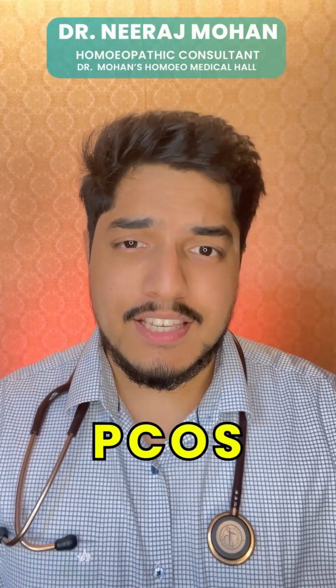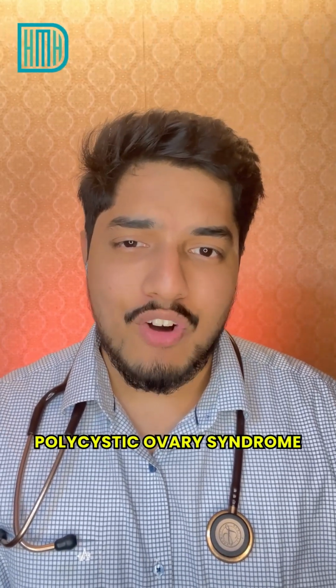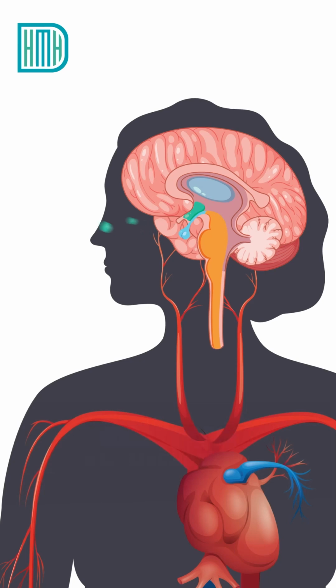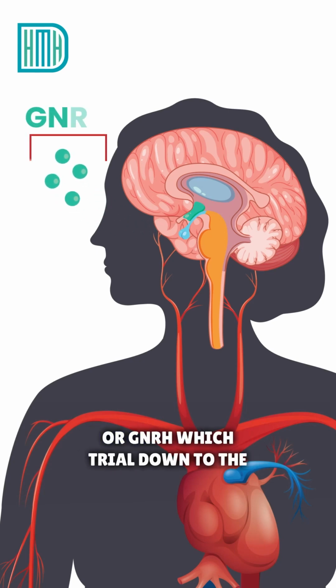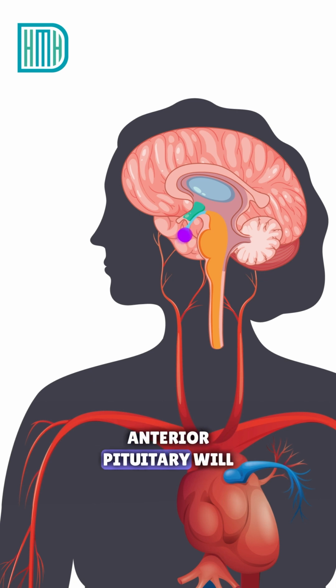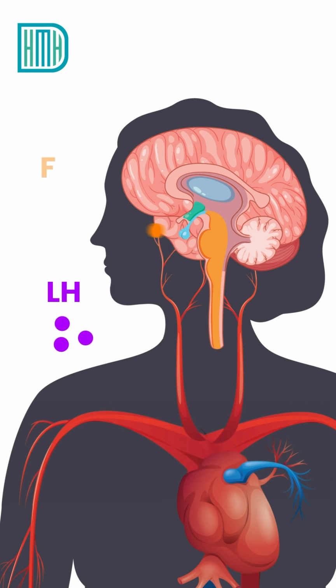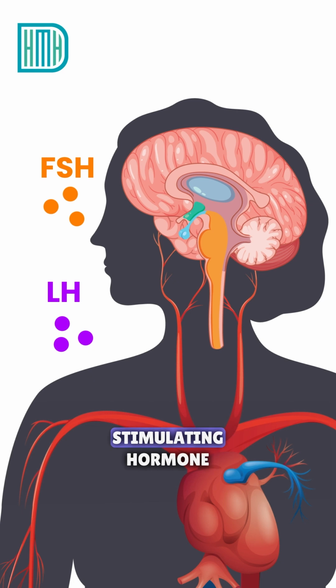What is PCOS or Polycystic Ovary Syndrome? Our hypothalamus secretes gonadotropin releasing hormone, or GnRH, which travels down to the anterior pituitary, and the anterior pituitary will secrete LH, that is luteinizing hormone, and FSH, that is follicle stimulating hormone.